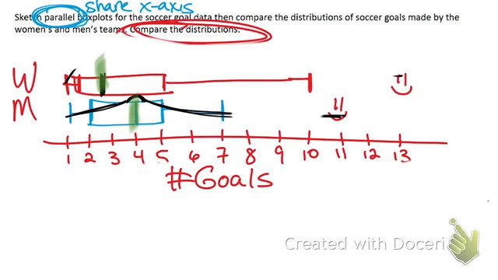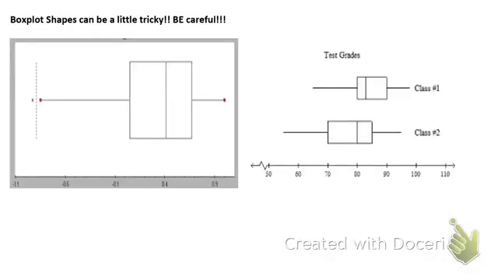Finally, spread. What would I say in regards to spread? What might be our comparison for the spread of this data? They both start at 1. However, which spread is bigger, the men or the women? The women have a larger spread than the men. You got it? Questions, comments, thoughts, concerns, feelings? All right. Moving on.